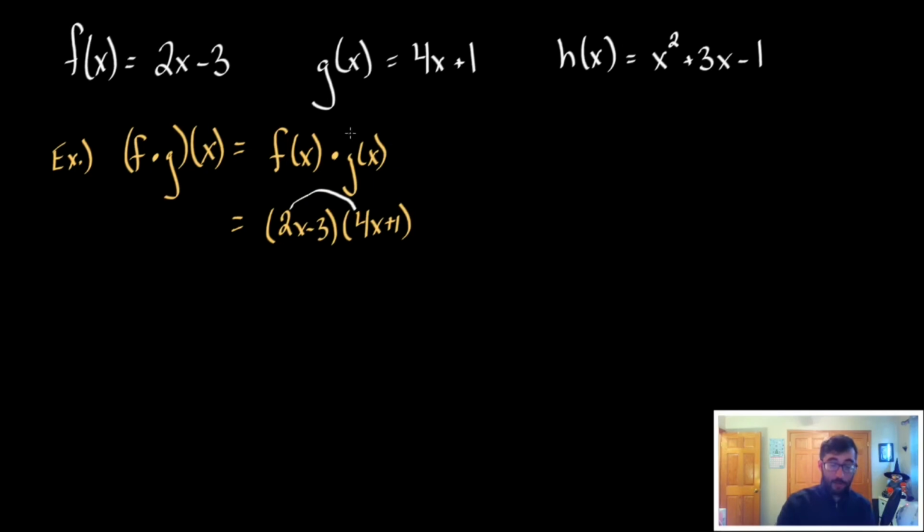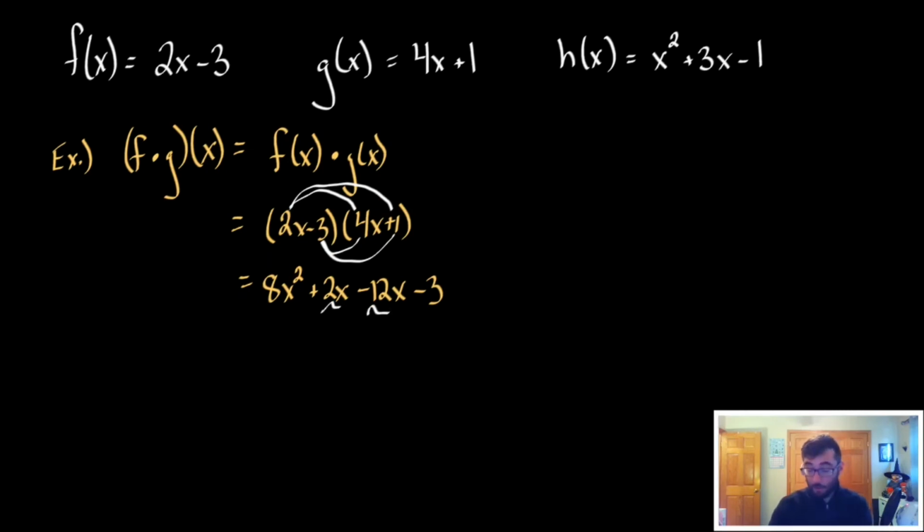So I do 2x times 4x and 2x times 1. So that's going to end up getting me 8x squared plus 2x. Right, and then I'm going to have to do negative 3 times 4x and negative 3 times positive 1, which is going to get me negative 12x minus 3. And now all I have to do is combine like terms, which are going to be these two terms in the middle. And that's going to get me the answer of 8x squared minus 10x minus 3. So that would be my final answer.